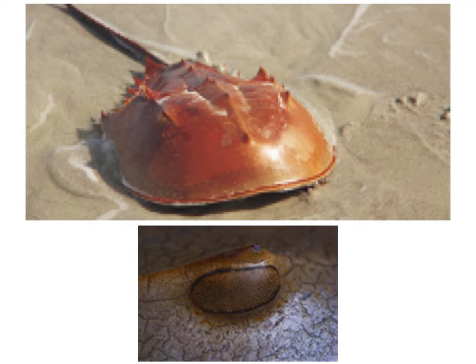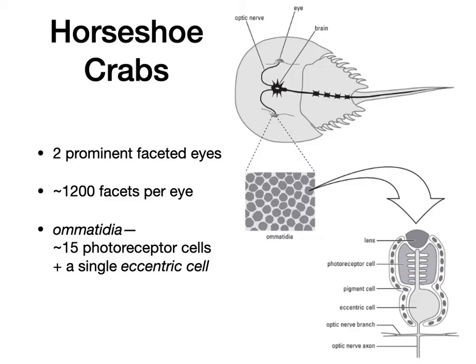You know, with a classic look at a fly's eye, it's this many sort of domed shapes. It looks like a lot of flat little surfaces, right? That's because that's what it is, essentially. So horseshoe crabs have two prominent eyes on the surface of their domed shell, and they have about 1,200 facets per eye. A facet just means a flat surface on what is more of a rounded overall structure.